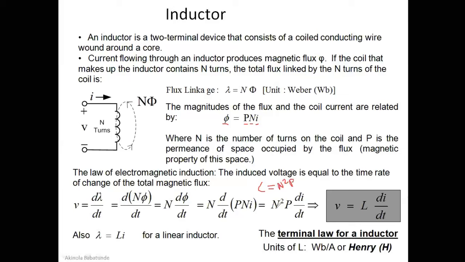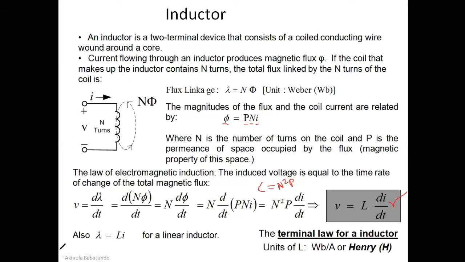L is usually equal to n squared p, where L is our inductance. Okay, so in this case, you can just say that our V will be equal to L di/dt, and this represents the voltage. You can find the voltage induced in the inductor. This is very, very important because we'll be dealing with that in a lot of calculations. Voltage induced in the inductor. So keep this somewhere.